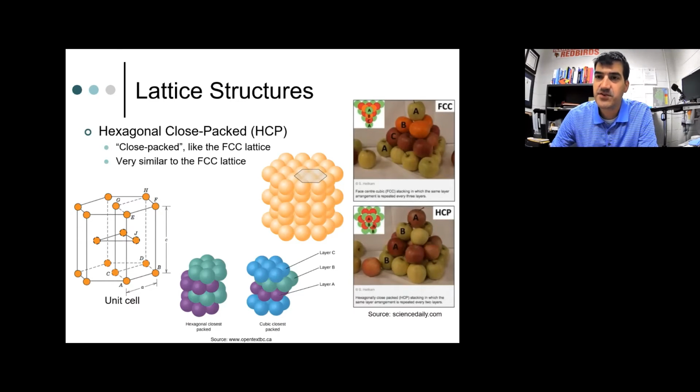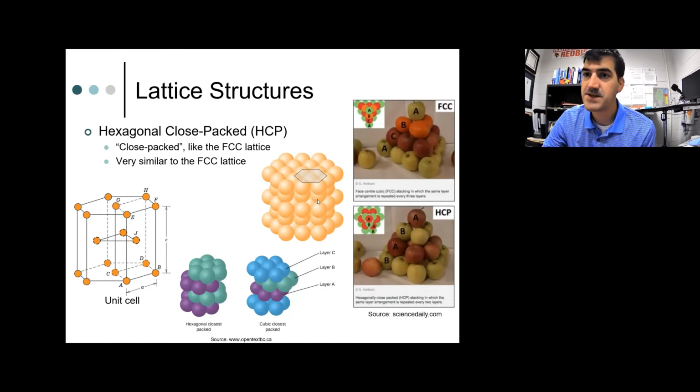So if you look at the way an FCC is constructed versus an HCP, as it happens, an HCP has an ABAB structure, whereas a cubic close packed, which is just another word for FCC. FCC, face-centered cubic, another word for that is cubic close packed. Close packed means most efficient possible. And an FCC structure has an ABC, ABC structure. I guess they call it ABC, and then this is another layer C down here.